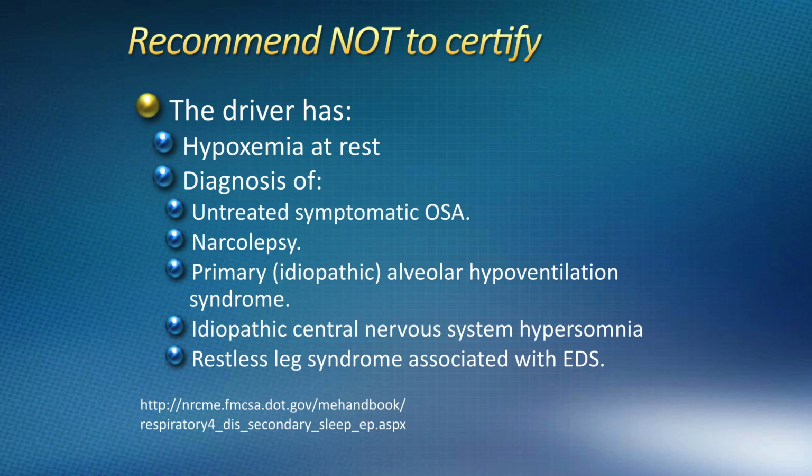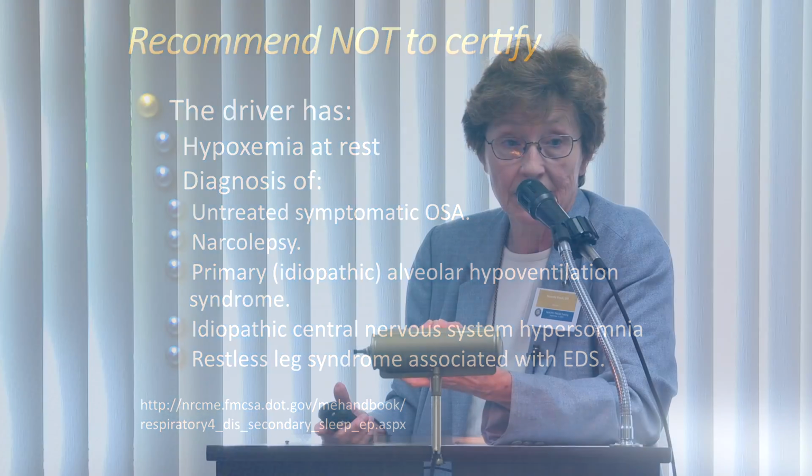It's recommended to not certify if you have hypoxemia at rest. Again, you're going to be able to get a pretty good idea from the pulse oximetry. If the pulse ox is less than 92%, you're going to get a blood gas, and that's going to confirm the hypoxemia at rest. If they have a diagnosis of untreated symptomatic sleep apnea, narcolepsy, idiopathic alveolar hypoventilation, you won't know that without a sleep study. Idiopathic central nervous system hypersomnia, you won't know that without a sleep study and a daytime nap test, an MSLT or an MWT. And restless legs associated with sleepiness.